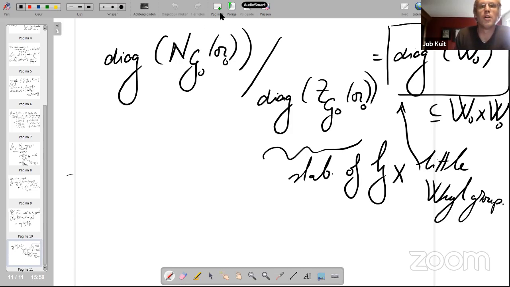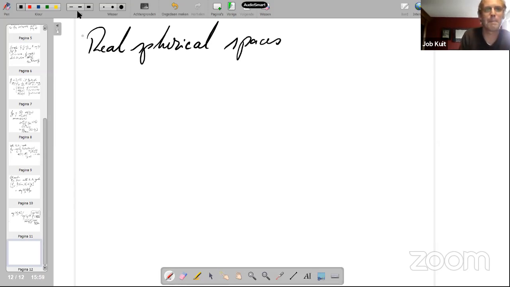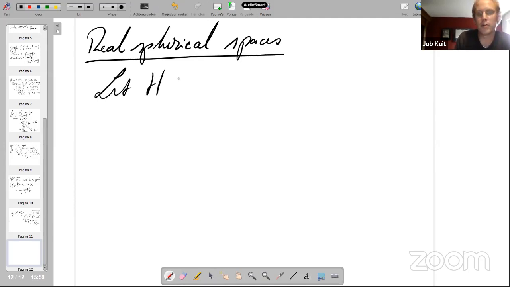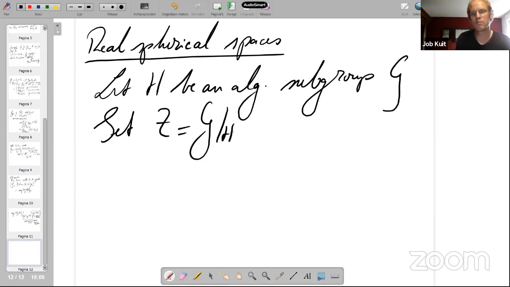Okay, good. So let me then now introduce the spaces that we are actually interested in. So as I said, these are the real spherical spaces. So first of all, I'm going to take now in the remainder for H an algebraic subgroup of G. It doesn't have to be reductive or anything, just algebraic. And I'm going to consider the homogeneous space and I will call this thing Z.